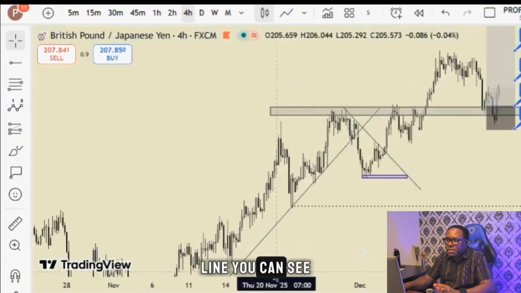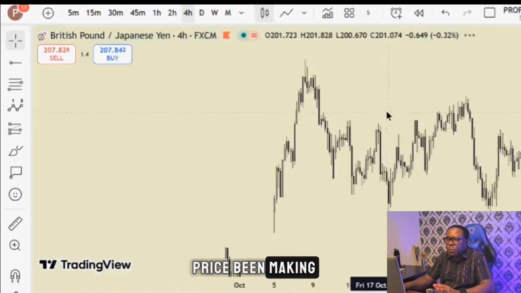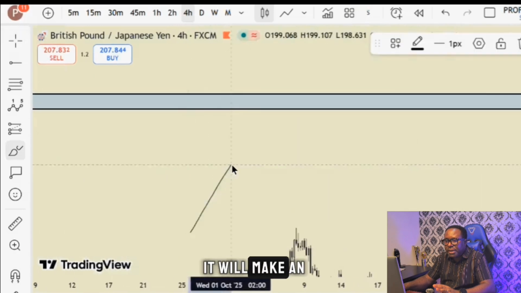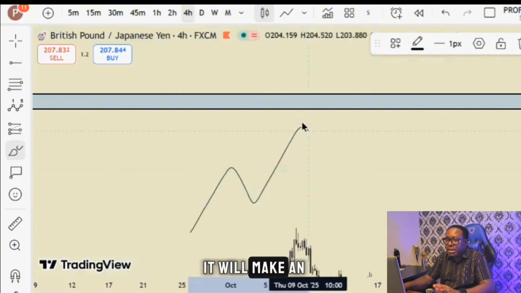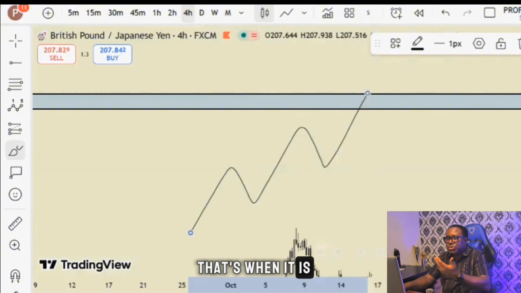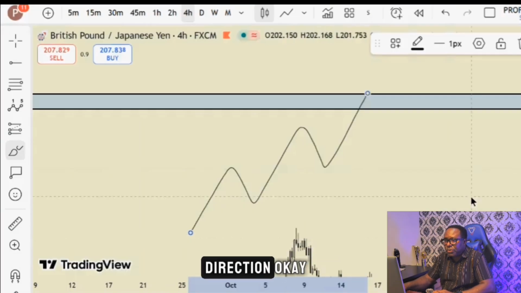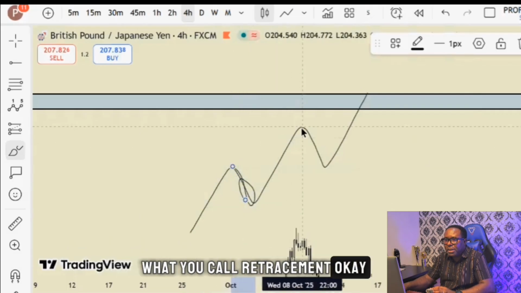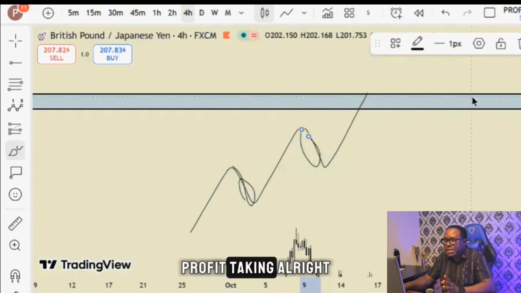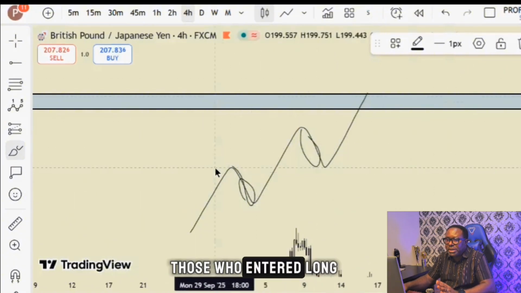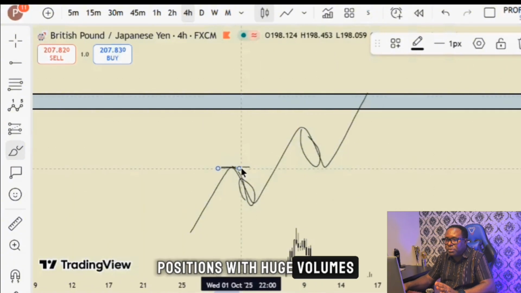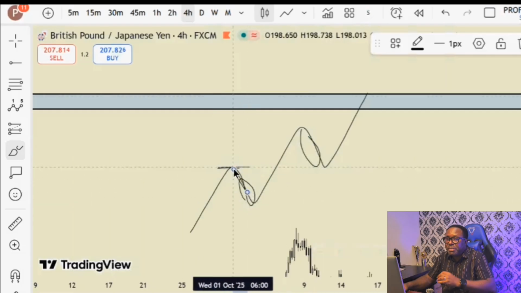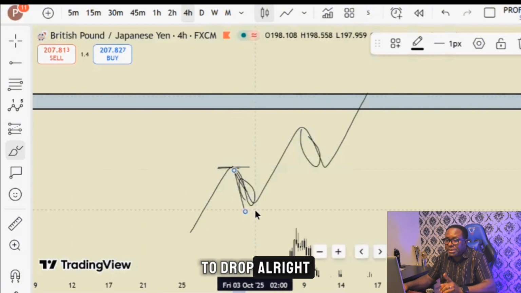This is a trend line. You can see this trend line. Price makes these kinds of movements. It will make an impulse, it will correct, it will make an impulse and then correct. That's when it is trending in the upward direction. What causes this retracement can be profit taking. Those who entered long positions with huge volumes are taking profit, and when that happens, it will create what we call an imbalance. That imbalance will cause price to drop. That is one reason.